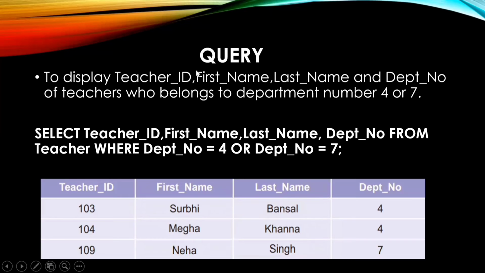Next, let us see another query. To display teacher ID, first name, last name, and department number of teachers who belong to department number 4 or 7. So here only departments 4 and 7 are displayed. So see the query. Select which columns? Teacher ID, first name, last name, department number. From which table? Teacher. Where condition is what? Department number equal to 4 or department number equal to 7. Immediately the result will be displayed on the screen. Department 4 and then department 7.